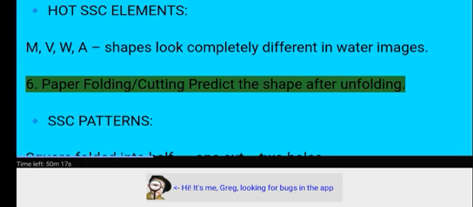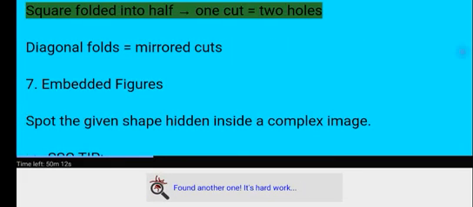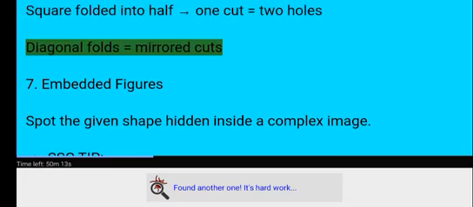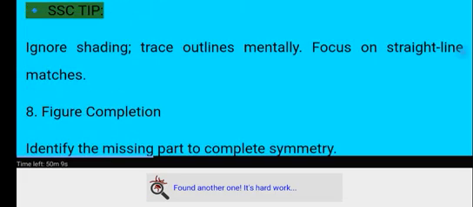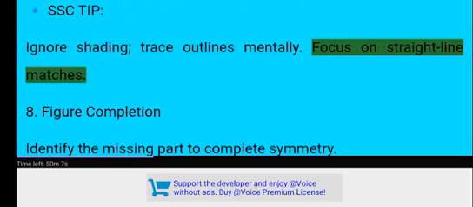6. Paper folding and cutting: predict the shape after unfolding. SSC patterns: a square folded in half → 1 cut equals 2 holes. Diagonal folds equal mirrored cuts. 7. Embedded figures: spot the given shape hidden inside a complex image. SSC tip: ignore shading, trace outlines mentally, focus on straight line matches.